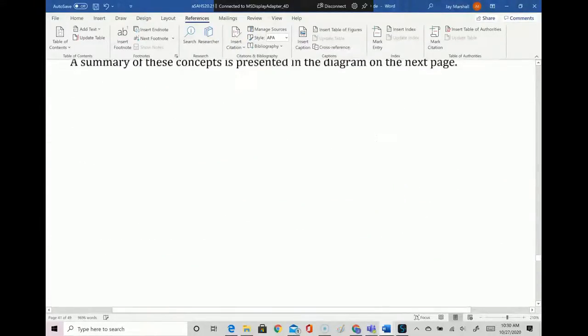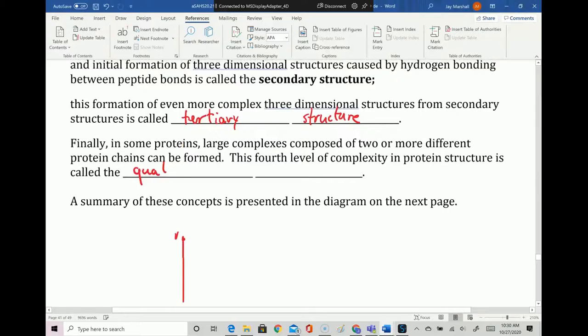This is the quaternary structure. Quaternary structure.